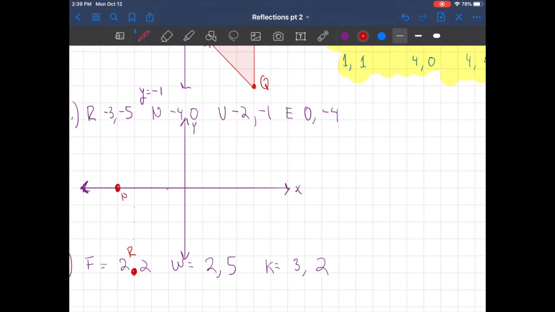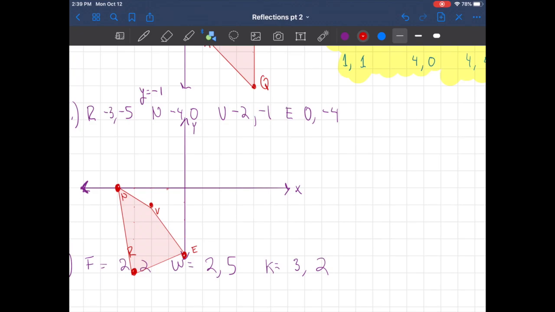Crew. And so I now have V, negative 2, negative 1. Just right there. Then I have E, which is 0 and negative 4. 1, 2, 3. And that's right there, my letter E. Okay, let's draw our shape. Boom, boom, boom, boom. So it kind of looks something like that.